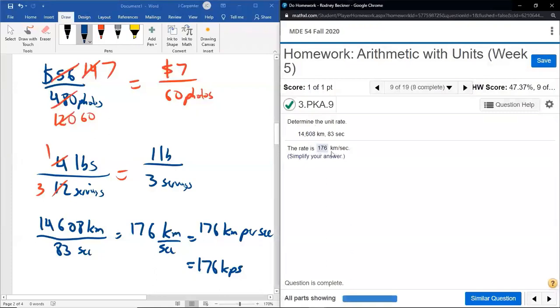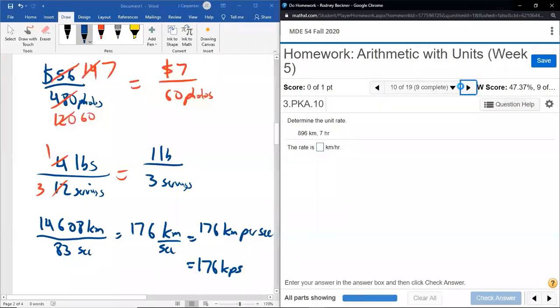So that's a ridiculously fast speed, but you know, I said it could have been a person or a car or a train or a plane or a spaceship. This is probably a spaceship or maybe an asteroid or something like that. Certainly wouldn't be a walking speed.